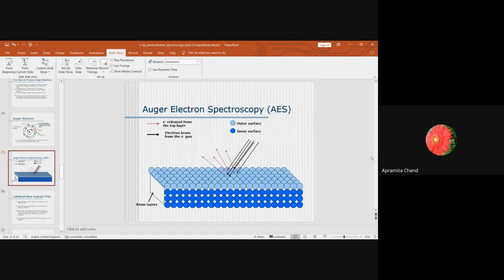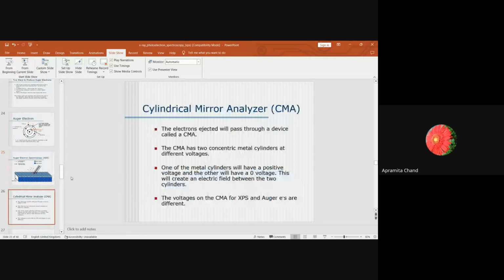So another schematic of what is going to happen in the Auger electron spectroscopy, that is AES. There are two kinds of AES, atomic emission spectroscopy and Auger electron spectroscopy. So be careful about the question that is being asked. Now, the cylindrical mirror analyzer, what is the role of that?